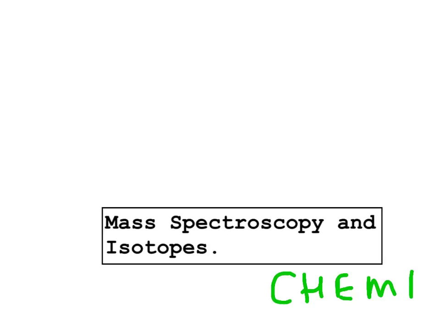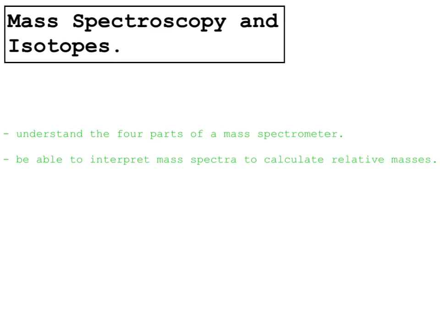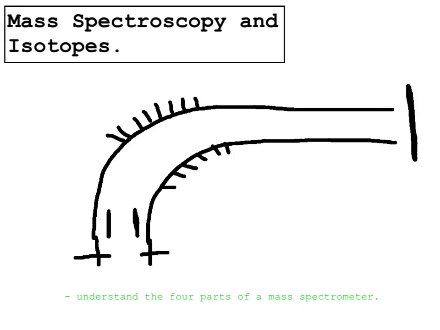The topic of this video is mass spectroscopy and isotopes. Hopefully by the end of this video you will understand the 4 parts of a mass spectrometer. You'll know what they are, what they do and how they do it, and be able to interpret mass spectra to calculate relative masses. So you'll be given some data and you need to be able to use that data to calculate the relative mass of what they're asking you.